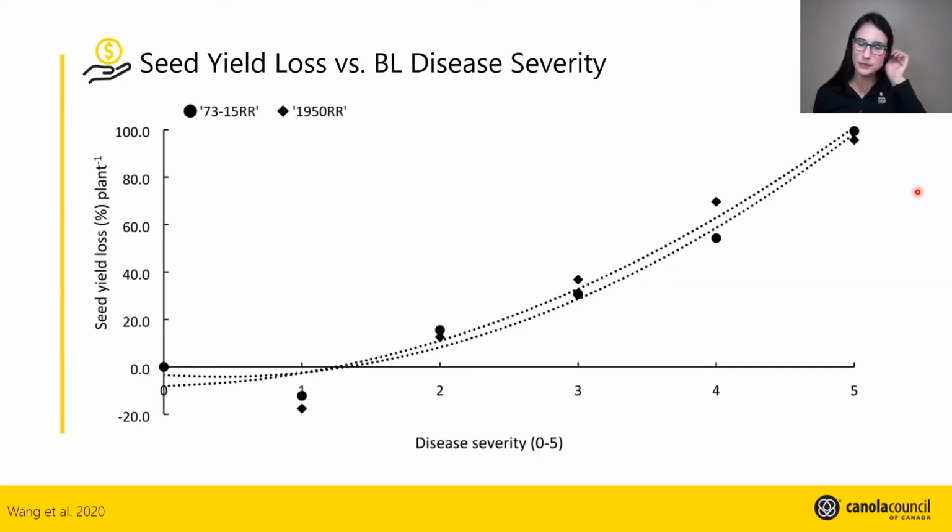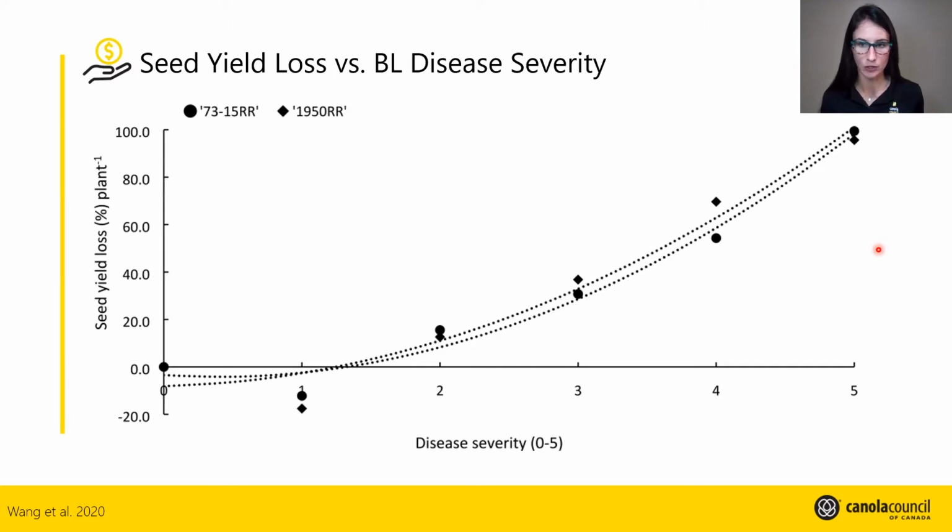So why this becomes valuable and important is really understanding what that yield impact is. Not only is blackleg a trade concern, we do want to reduce the levels here in Canada, but we also want to reduce the impact that growers are seeing from this disease. And it doesn't take a lot of yield loss to cause some significant impact.